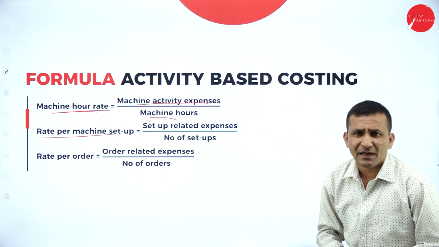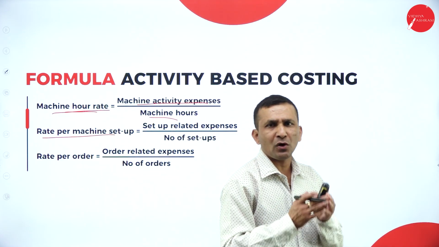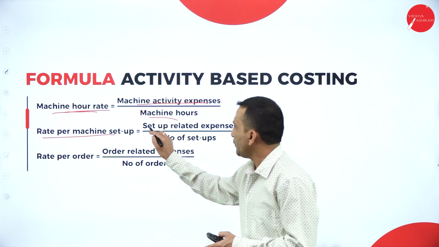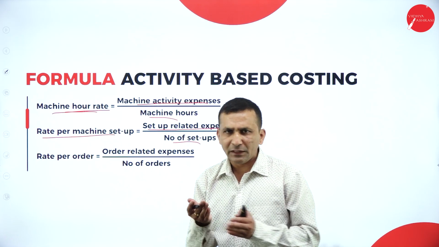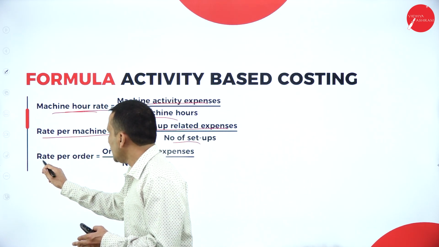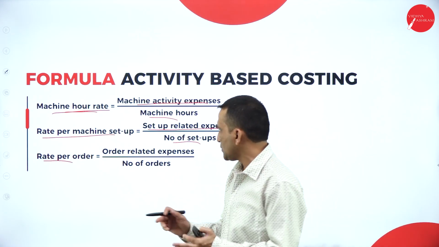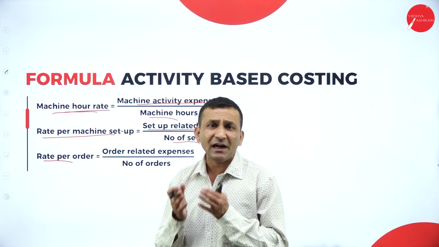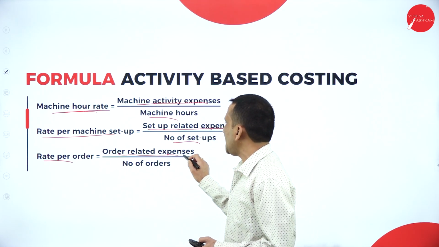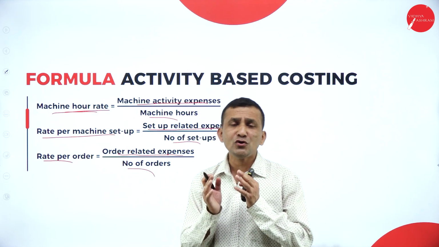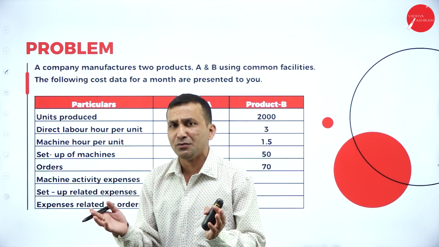Each and every time when you are expecting productivity, you need to set a machine according to your standard. So the setup related expense divided by number of setups will take care of that. And the next one, rate per order, because you are placing an order for the materials. The order related expense is also one kind of activity here. So order related expense divided by number of orders you have placed. Okay, so moving forward, there is one question to understand with more clarity.